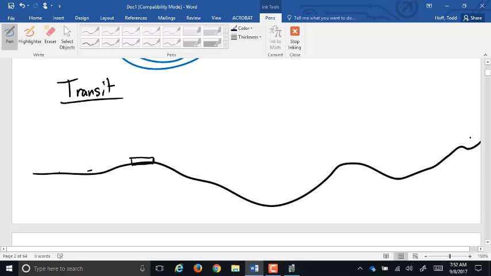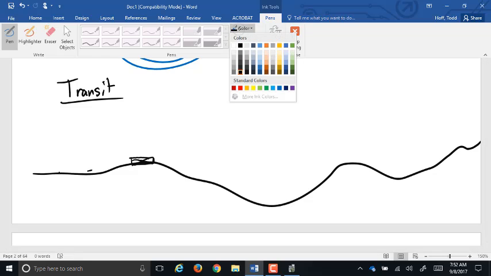So if this is our job site, we're going to pick this as our reference spot right here. That's the spot that all other elevations are going to be measured from. Then we're going to set up our transit.